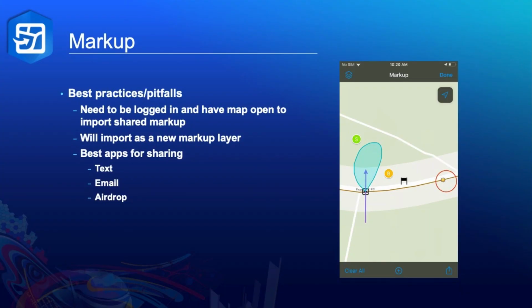Alright, now just to mention some of the best practices and pitfalls for markup. The first is that you need to be logged in and have your map open to import a shared markup file. Second, when a markup file comes in, it will import as a new markup layer. It won't be combined with any existing markup layers. And third, the best apps for sharing or receiving markups are text, email, and AirDrop. We can't guarantee how other third-party apps will treat a markup file.